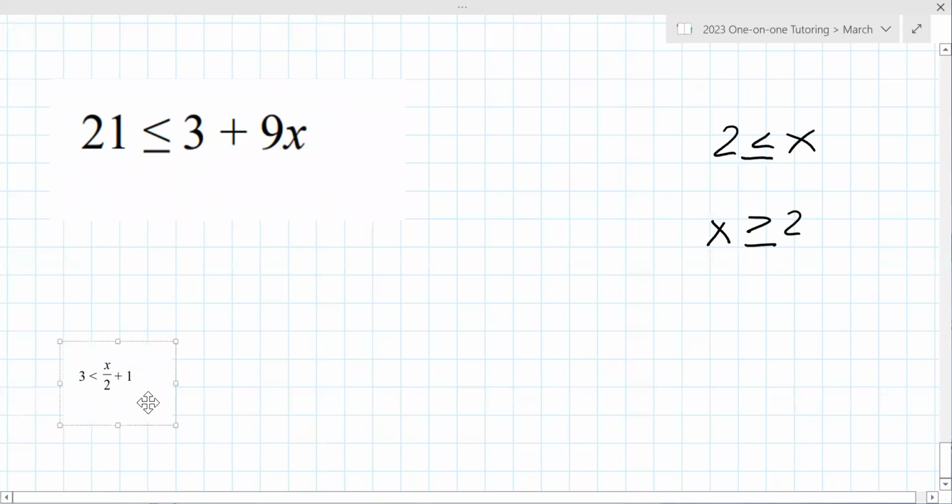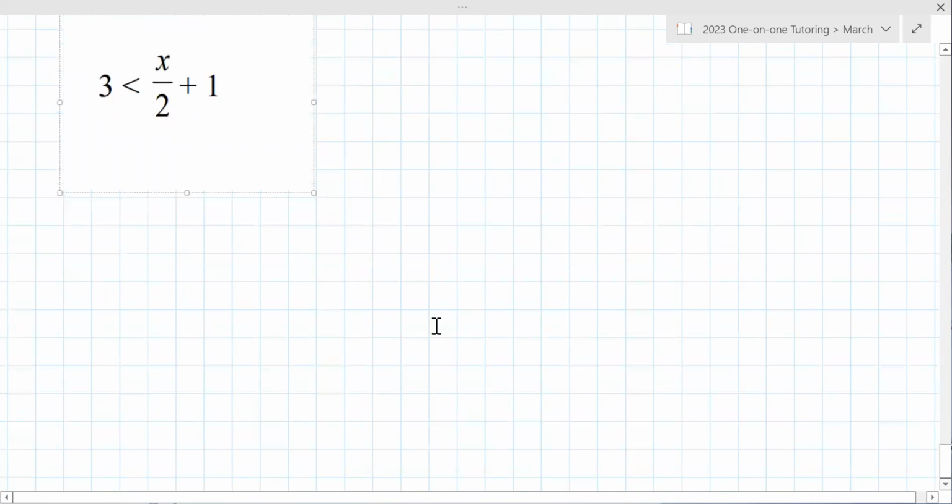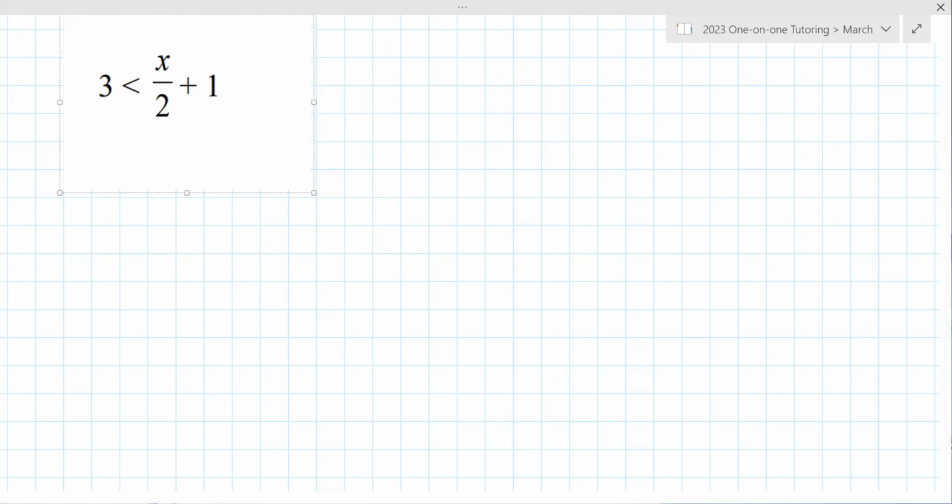This is good practice. I remember you had some issues with solving multi-step equations, so you're getting practice with that today. Go ahead and do your best on this one. Let me know if you have any questions. 2 is less than x over 2.